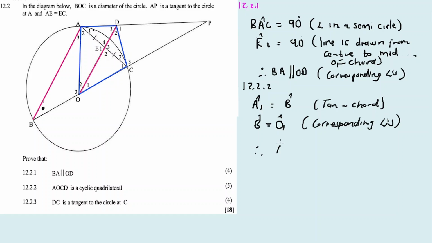Therefore, angle A1 is equal to O1 because they share a common angle. Common angle B. This angle B is common between A1 and O1. Now since these are angles in the same segment, therefore AOCD is in fact a cyclic quad.